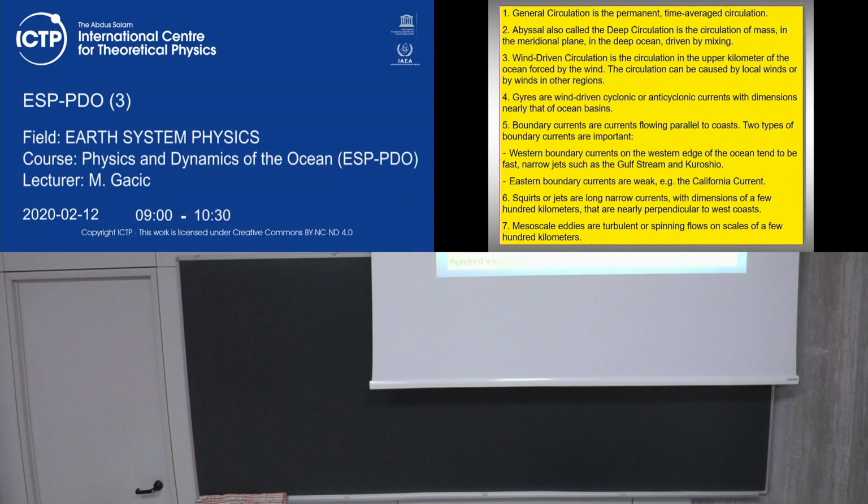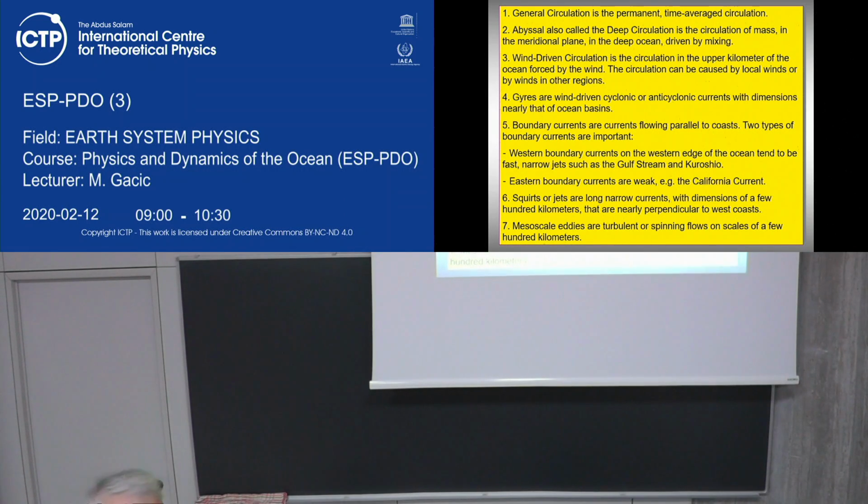slow motion. And then we have skirts and jets, which are long, narrow currents with dimensions of a few hundred kilometers that are nearly perpendicular to the west coast. So they are kind of small-scale structures which are associated typically with the boundary currents. And finally, we have mesoscale eddies.